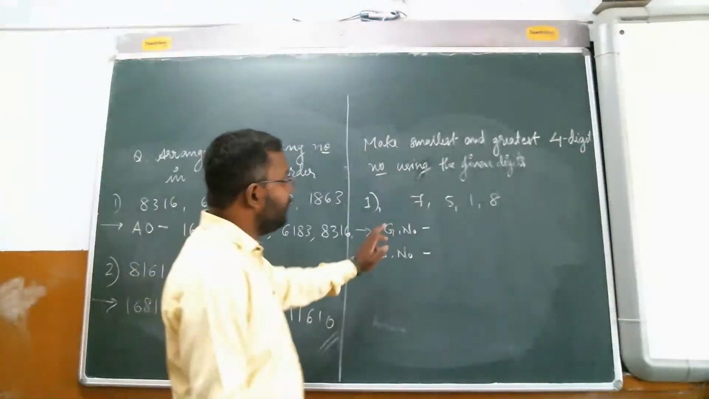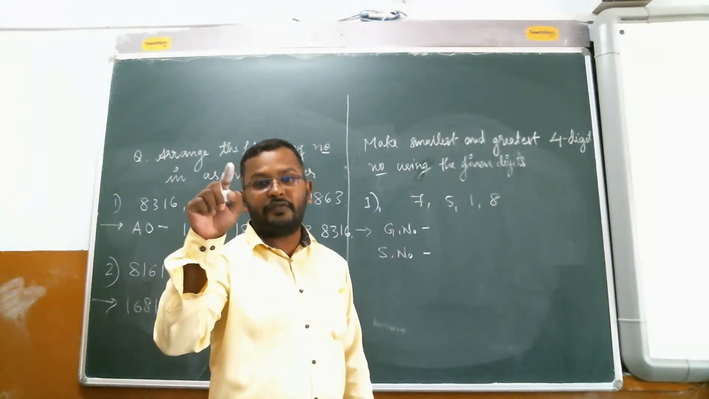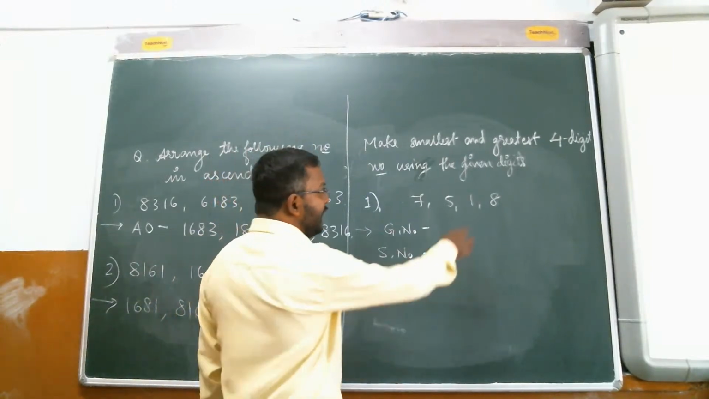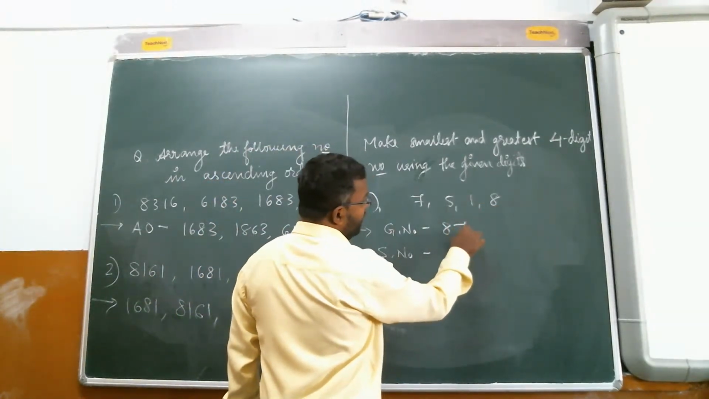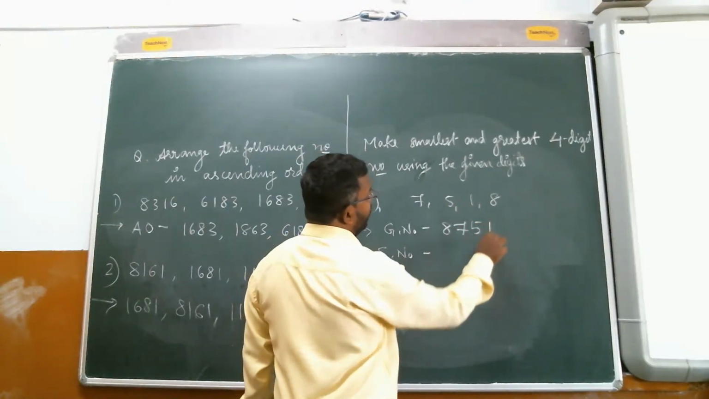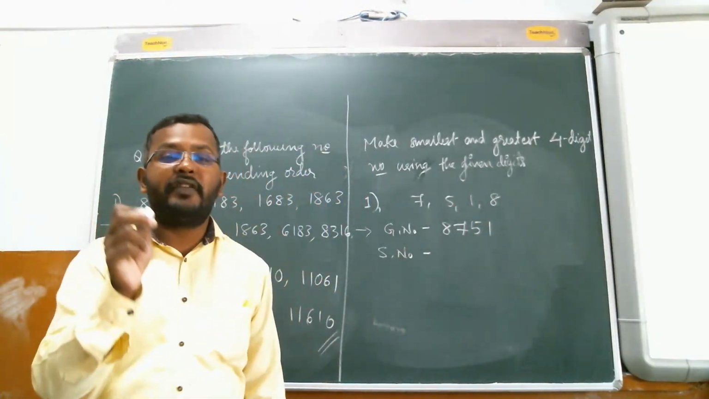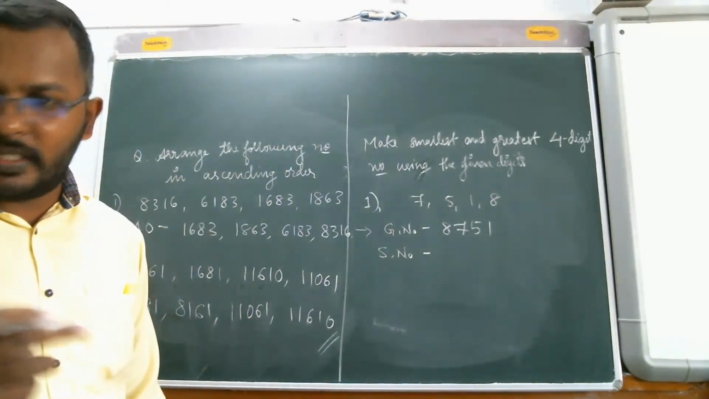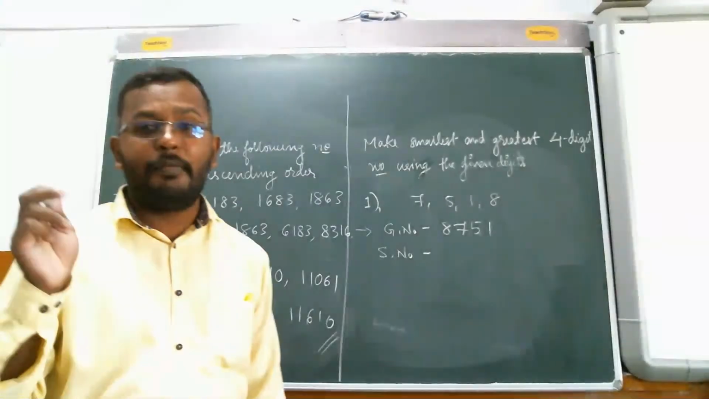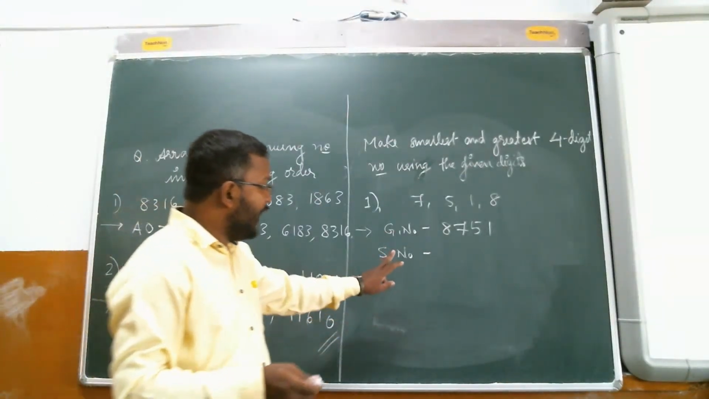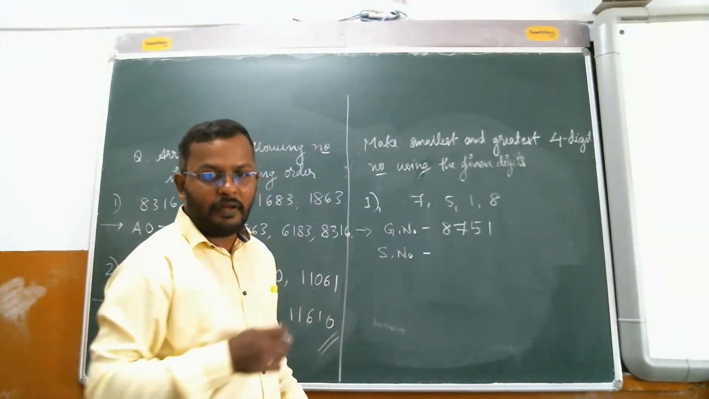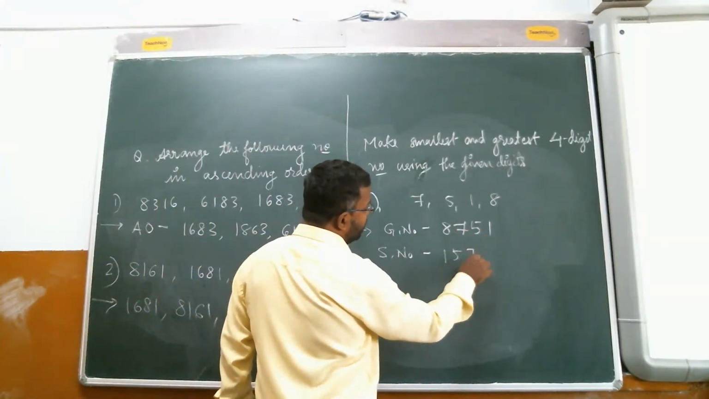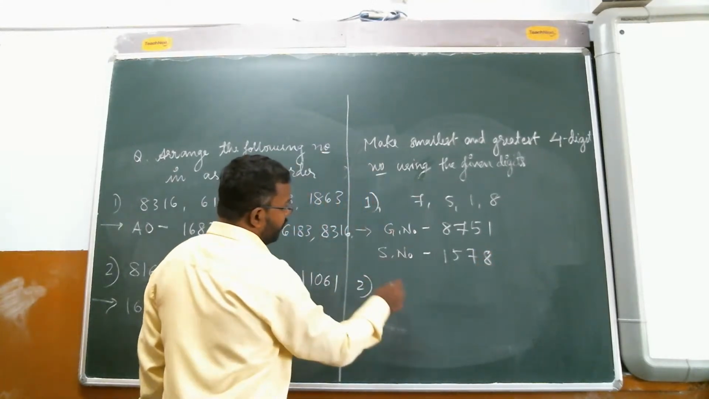See, when we are making greatest number, you have to use bigger numbers first. So what is the bigger number here? 8. 8, then 7, next 5, 1. 8751. 8751 is the greatest number. उससे और बड़ा number बना नहीं सकते. And if you want to write the smallest number, just you write from back side. So 1, 5, 7, 8.